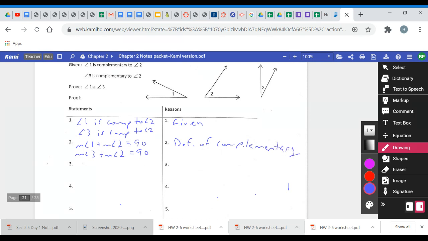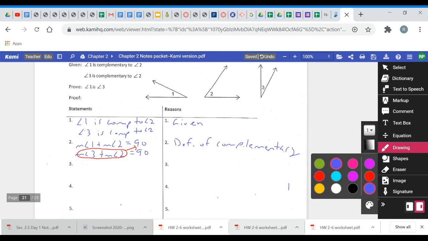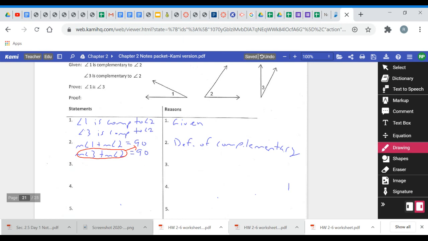Okay, from there, again, this should look similar to some things we've already done, is that if I know that angle 3 plus angle 2 is equal to 90, then I know I can put all this stuff in for 90's place right there. I can substitute it. So then I am left with measure of angle 1 plus measure of angle 2 equals measure of angle 3 plus measure of angle 2. And that is substitution.